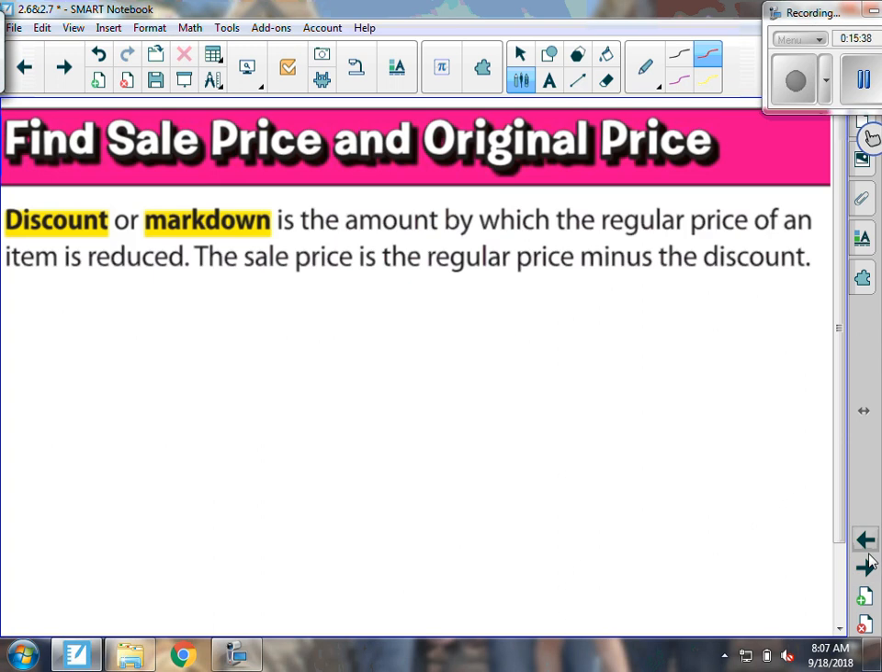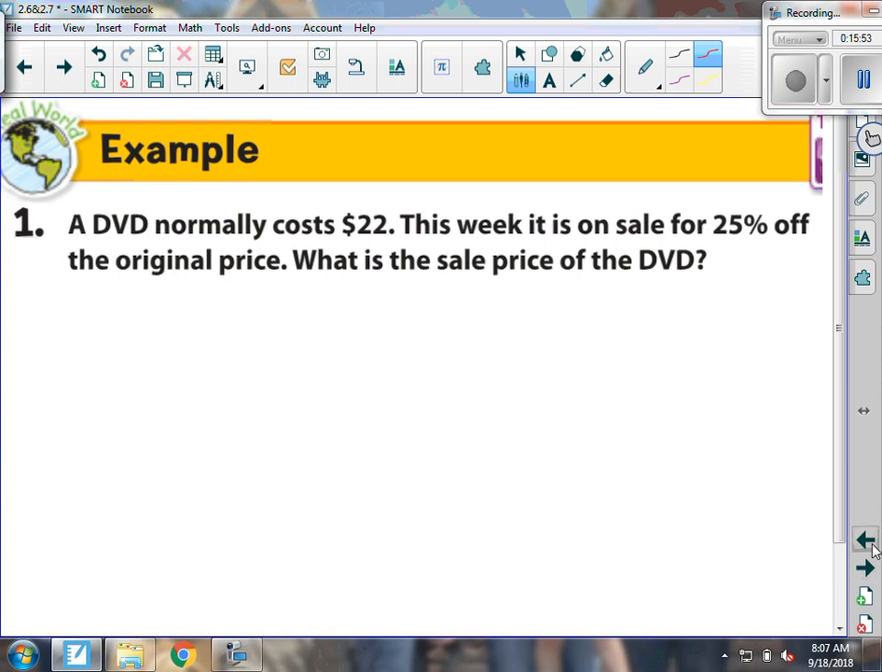Okay, next we're going to talk about discount or markdown. So we talked about markup, which is where they increase the price. A markdown is when they decrease the price. A discount is when your price is reduced, like when things go on sale. You get a discount. So copy this down.